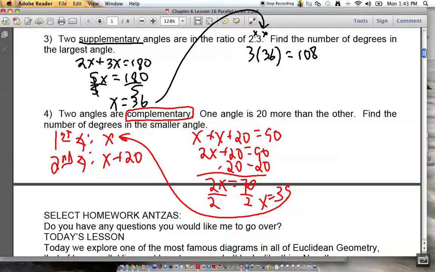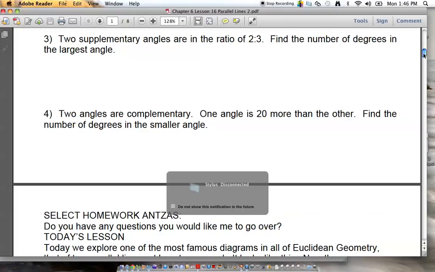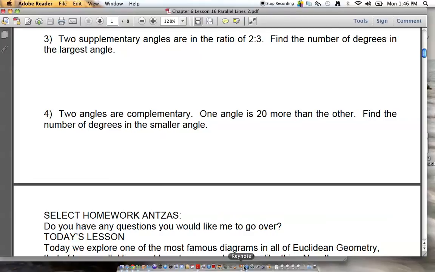Good. Now I have a slideshow for you. Yes, we have a new situation to cover, and it involves parallel lines cut by a transversal. And we're going to spend the next 3 or 4 days talking about this. So, I need to pull up my Keynote program here.